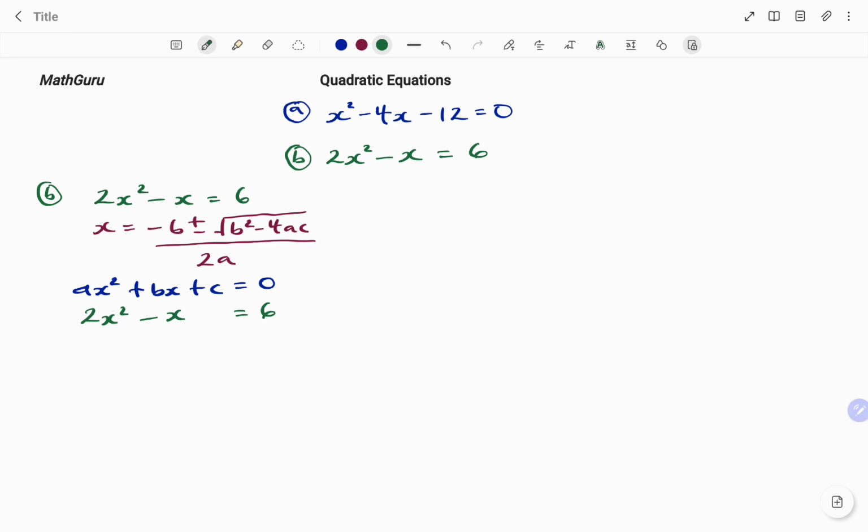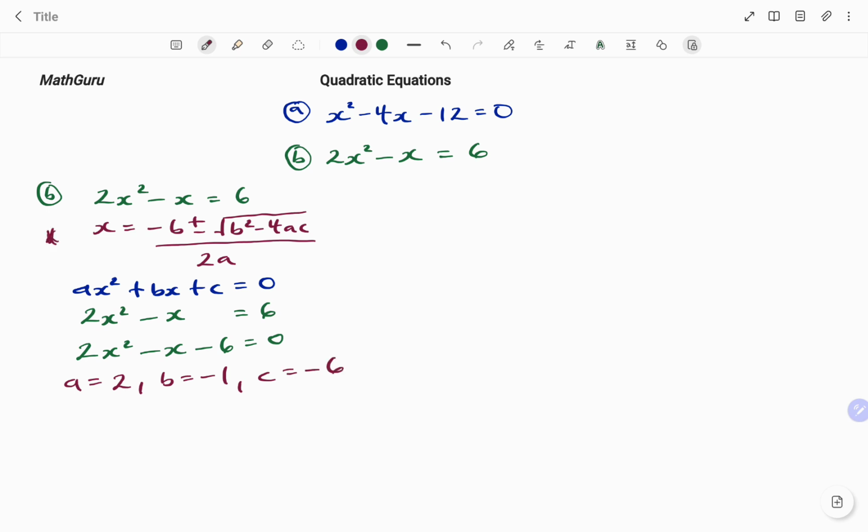Note that anytime you have questions in this format, you have to rewrite in the standard form. That is, moving all the terms to one side of the equation, which is the left-hand side in this case, and then equating that to 0. So therefore, I'm going to move my positive 6 to the left-hand side, and that becomes 2x squared minus x minus 6 equals 0. So from here, I can have the values of a, b, and c. A being the coefficient of x squared, a equals 2. B, the coefficient of x, so b equals -1. And my constant term c equals -6.